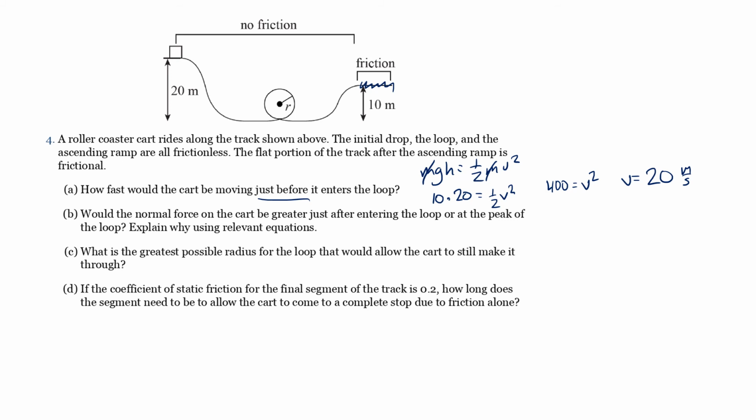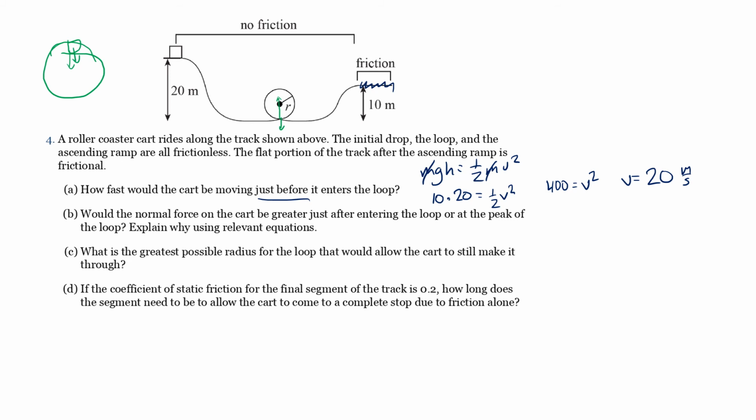Would the normal force of the cart be greater just after entering the loop or at the peak of the loop? Explain using relevant equations. All right, so let's think about this loop here. If you just enter it, the normal force is going to be pointing up, because it's acting as your centripetal force, and gravity is pointing down. At the top, the normal force is pointing down, and gravity is also pointing down.